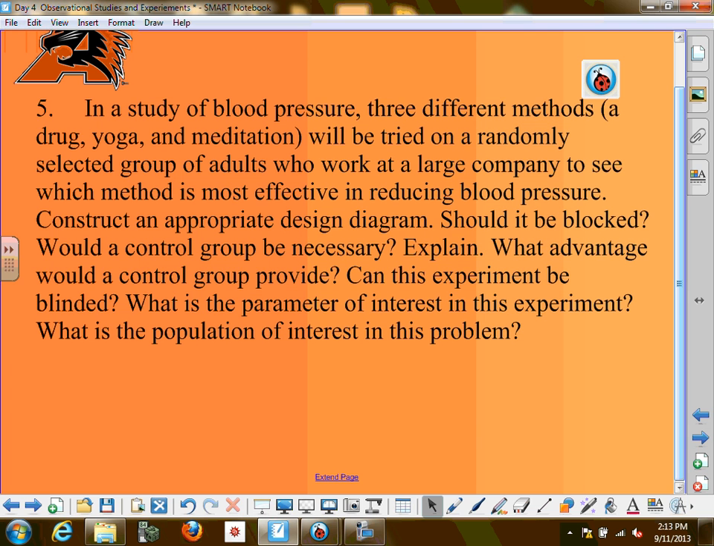Okay. Parameter of interest. How about this parameter of interest? What is that? Remember, that's something about the population that you hope to come up with. What are you coming up with? It's not the way to reduce blood pressure. You're looking for what's the measurement you are taking? The change in blood pressure. So you are measuring probably the average change in blood pressure. Okay, that's what you are measuring. And then as a result, you are determining which method is more effective.